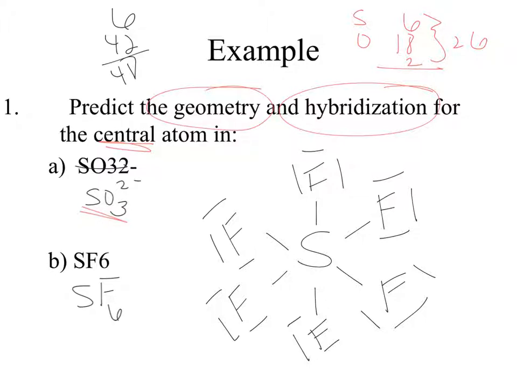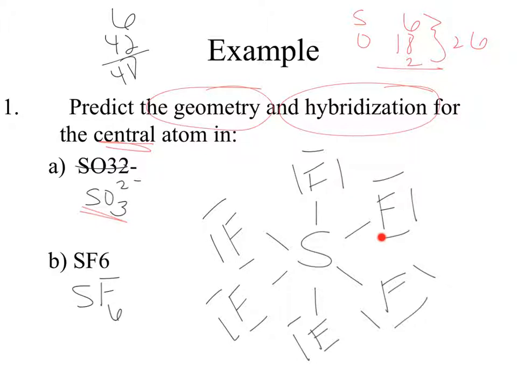All my formal charges will be 0 because my sulfur is assigned 6 electrons, and it has 6 valence electrons. Fluorine has 7 valence electrons. It's assigned 7. So this is my structure. My geometry is octahedral.